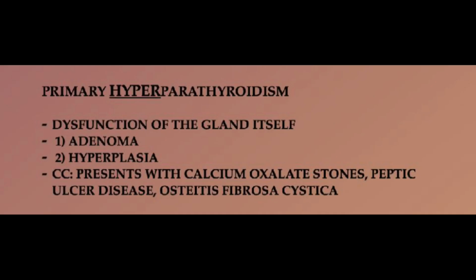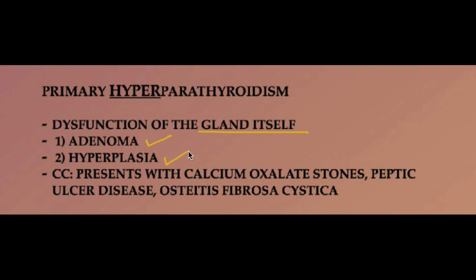Now moving on to primary parathyroid disorders. Anything primary has to do with the gland itself. Hence, primary hyperparathyroidism would be due to the oversecretion of parathyroid hormone from the glands. There could be a number of causes, but the most common ones are an adenoma or parathyroid gland hyperplasia.